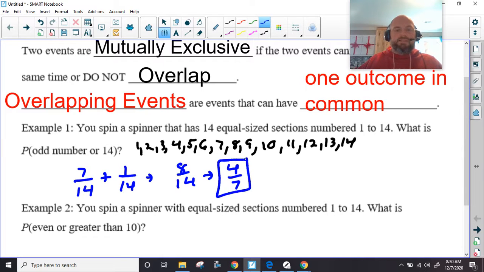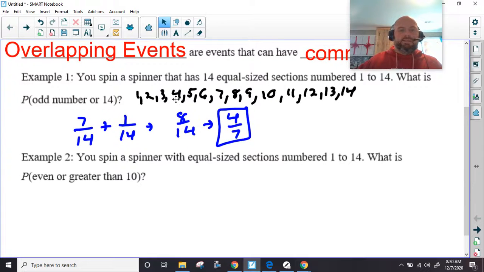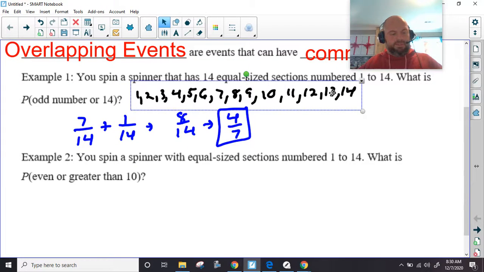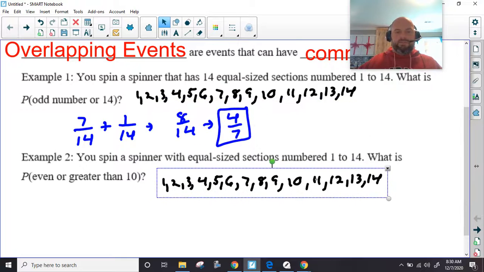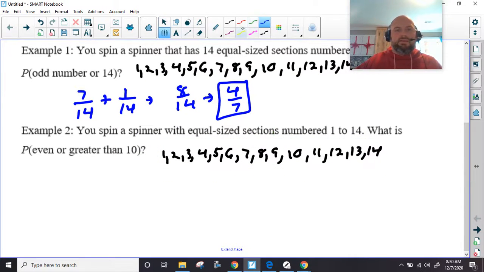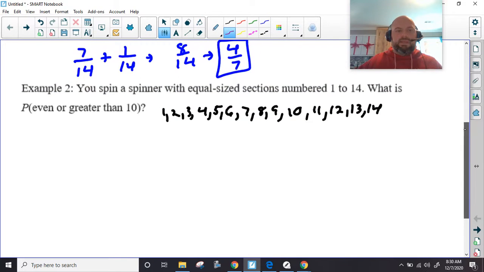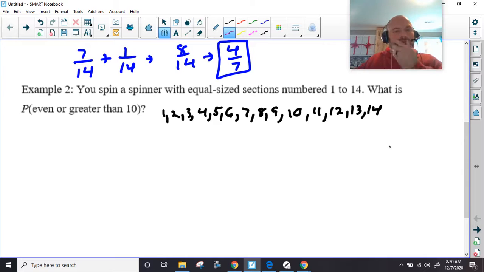These are mutually exclusive. 14 is not going to be an odd number. So let's take this same thing and pull it down here. All right, you have a spinner of equal size, 1 through 14.